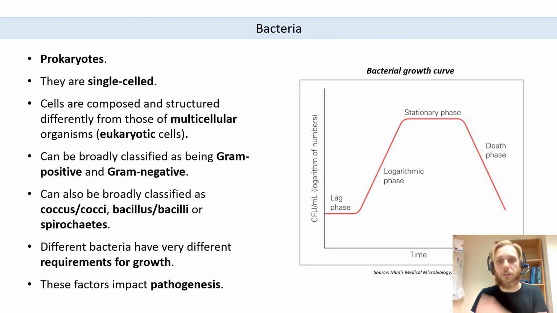Whenever you grow bacteria, usually what you'll see is this logarithmic phase, the exponential phase, then a stationary phase, where this exponential growth stops, and then often you'll see this death phase as well, and we'll go into details about that. But it's to do with the number of bacteria that can be sustained in a particular environment.